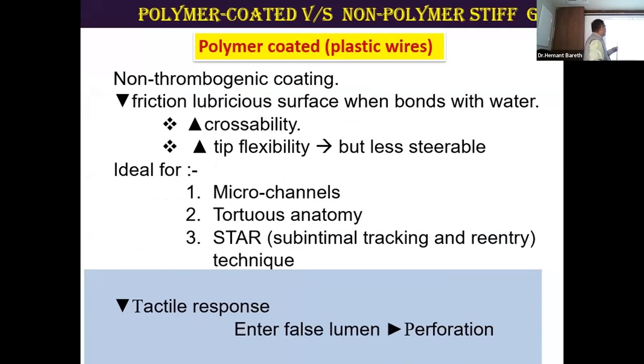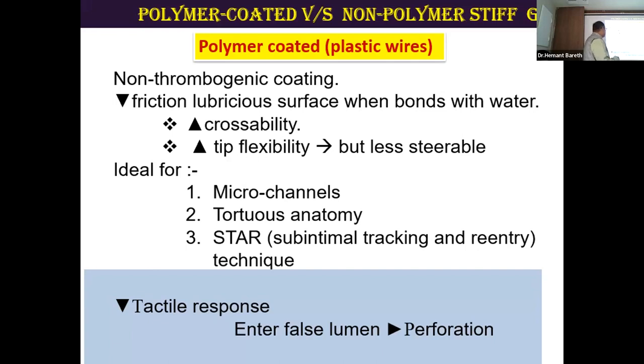Of course, the third type of wire coating is polymer coating, and this gives the least friction possible. Therefore, it improves porosity and flexibility, and is ideal for picking, as I said, micro channels of acute total occlusions or tortuous anatomy, where you want the wire to take the shape. And there is also something called the star technique. I think we will discuss it when we do the total occlusion wires, so I'm not discussing it now.